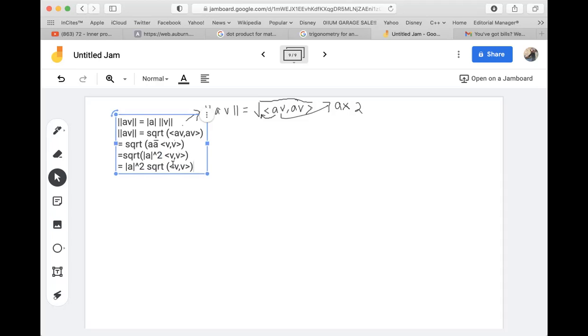Okay, and remember the square root of the inner product VV is equivalent to the norm of V. So from here, we will get A to the power of 2, square root of V, as norm V.